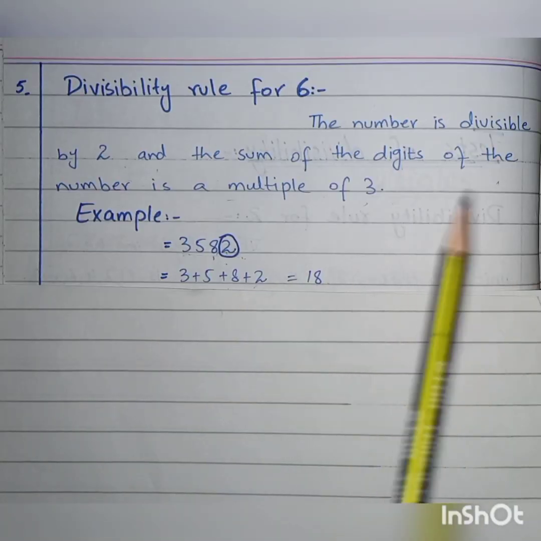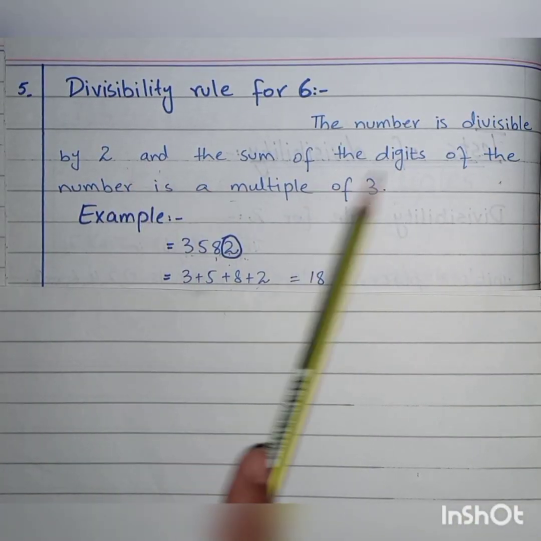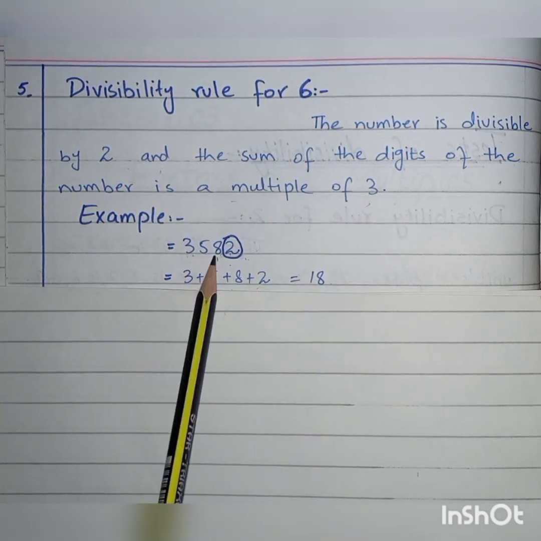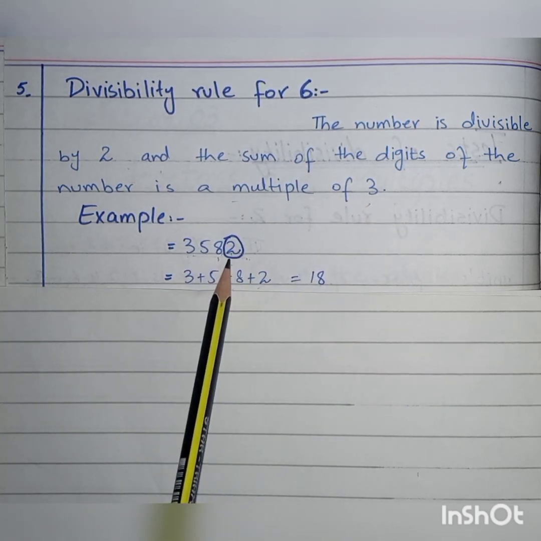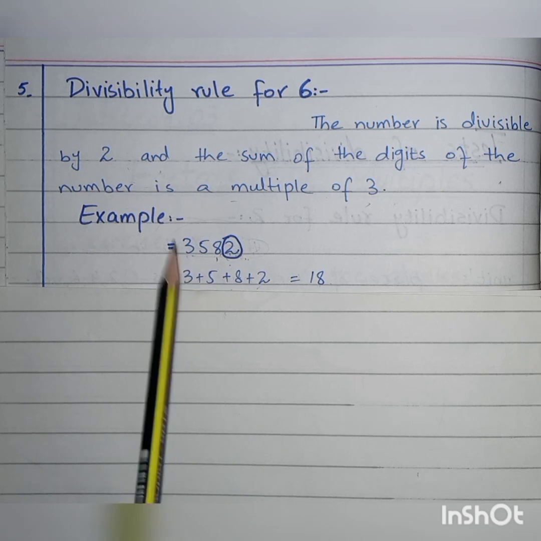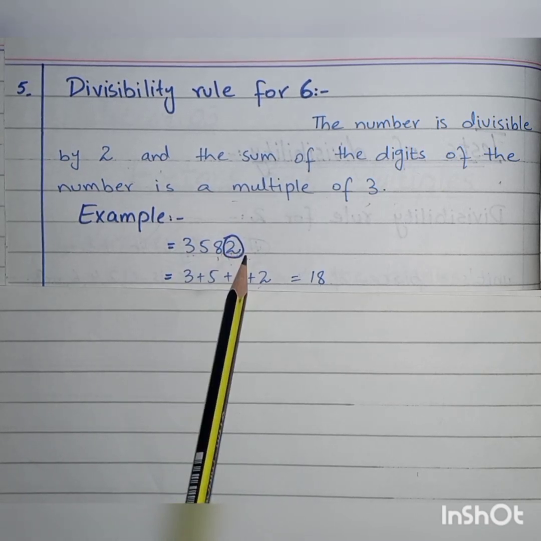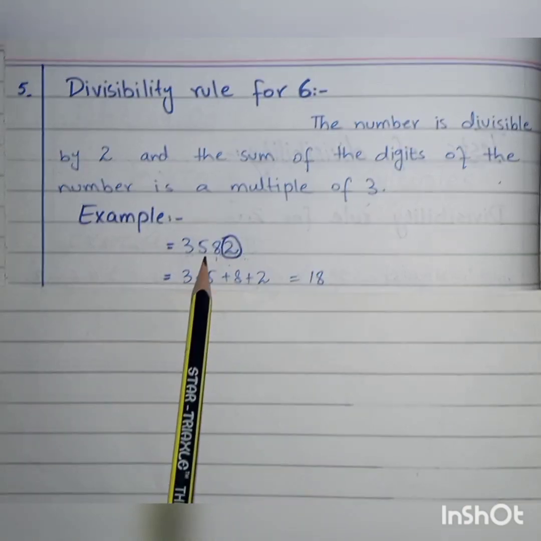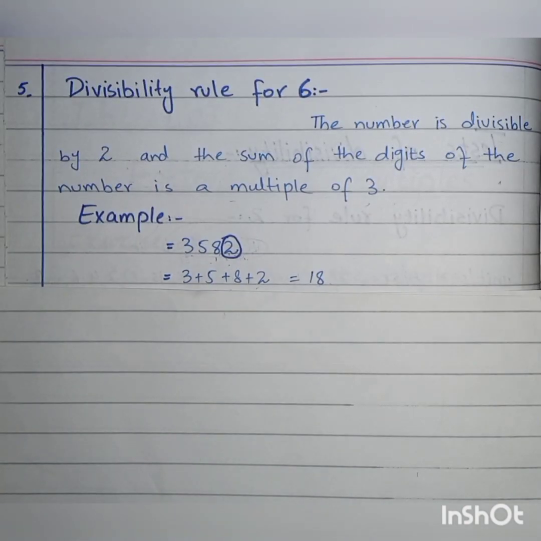Divisibility rule for 6: the number is divisible by 2 and the sum of the digits of the number is a multiple of 3. This number 3582, according to the first rule, is divisible by 2, and according to the second rule, when we add 3 plus 5 plus 8 plus 2, we obtain 18, and 18 is divisible by 3. So these two statements are true for 3582, which is divisible by 6.